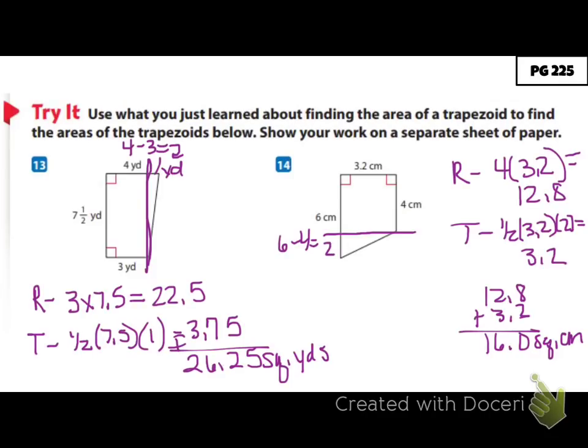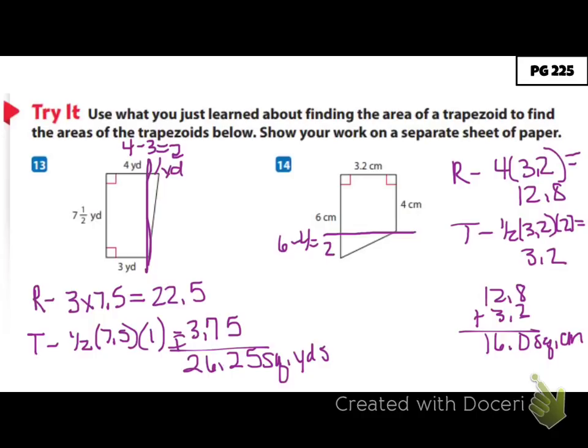Alright, so here you can see your answers. To find out how we get the triangle's dimensions, we have to do 4 minus 3 for our 2 bases, and that shows that we have 1 yard for our triangle. So for our rectangle, we would do the base times height, which is 3 times 7.5, which gives us 22.5. For our triangle, it's 1/2 times 7.5 times 1, which gives us 3.75. We add those together and we get a total of 26.25 square yards.